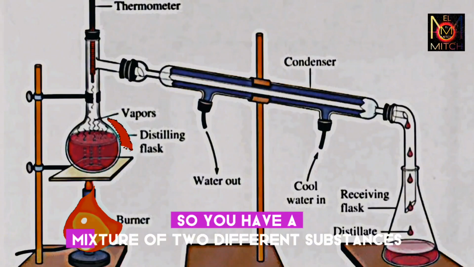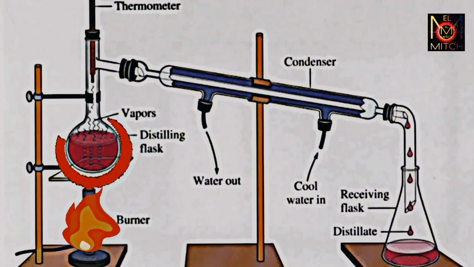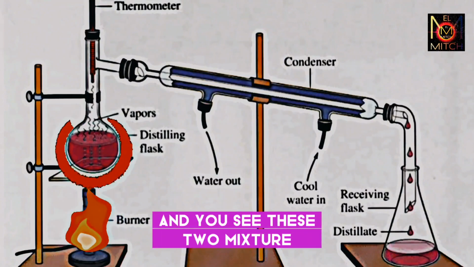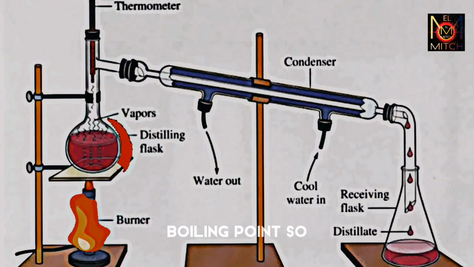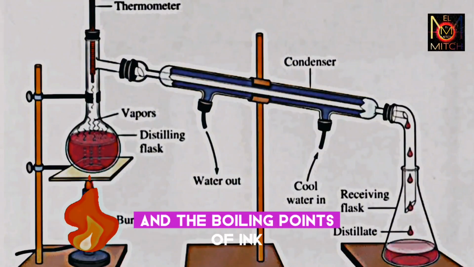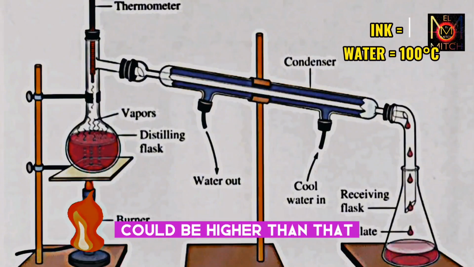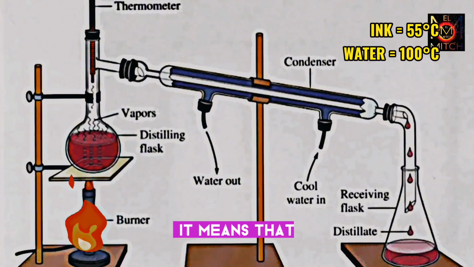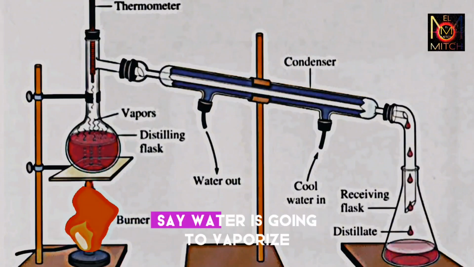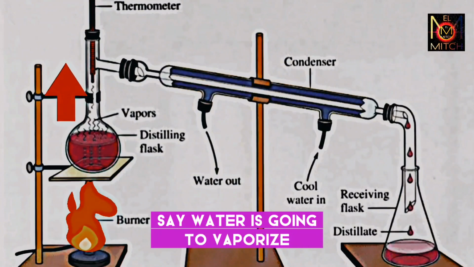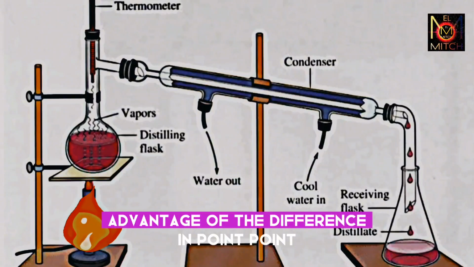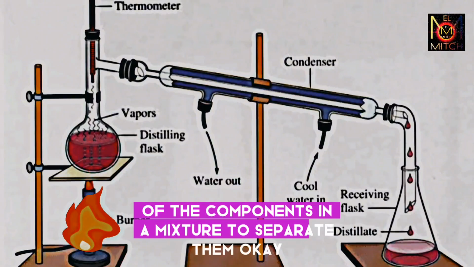So you have a mixture of two different substances, let's say water and ink, and these two chemical species in the mixture have different boiling points. The boiling point of water is 100, and the boiling point of ink could be higher than that. If it's higher, it means that the lower boiling point chemical species, say water, is going to vaporize first. So it takes advantage of the differences in boiling point of the components in a mixture to separate them.